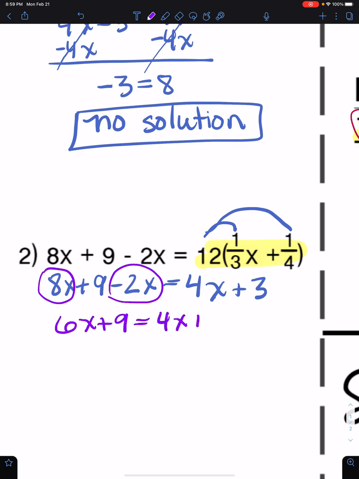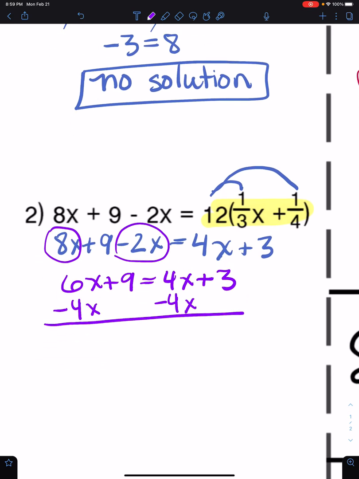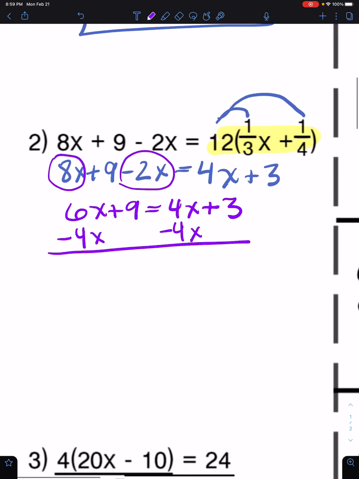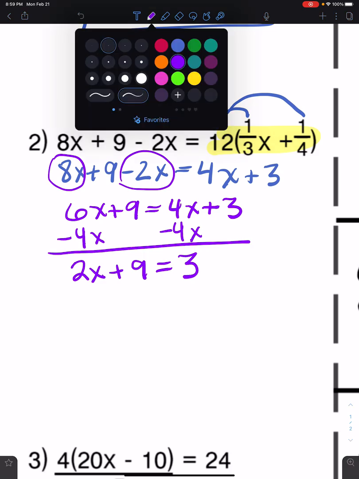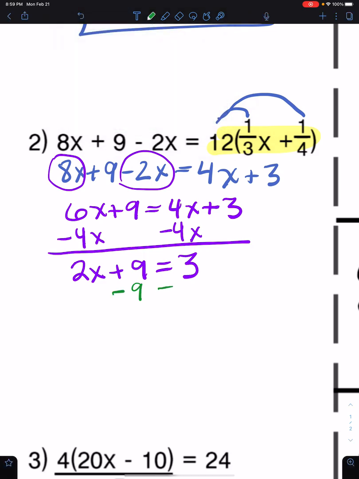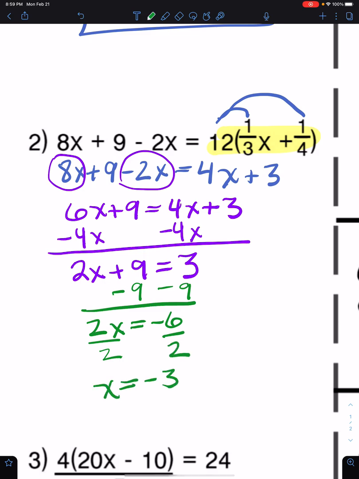Everything else I'm recopying. Now I'm going to put the variable terms on the same side. Again, it doesn't matter if you subtract 6x from both sides or 4x, but I like to have the variable term on the left. My brain just likes it better that way. Now I have a two-step equation. I'm going to go ahead and solve by undoing the constant term first. 9 minus 9 is 0. 3 minus 9 is negative 6. And then I'm going to divide both sides by 2 because that's the opposite of multiplying by 2, and I get negative 3.